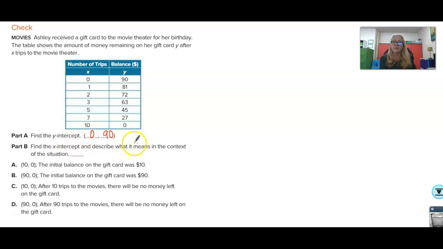Find the x-intercept and describe what it means in the context of the situation. Here's our x-intercept, 10, 0. The x-intercept is when y is 0. The initial balance on the gift card was $10? Nope, that's not right. It's this one maybe: after 10 trips to the movies, there will be no money left on the gift card. That's our winner right there.